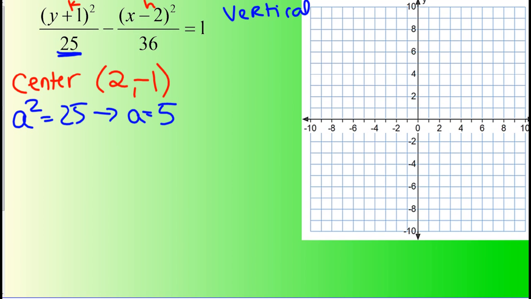Remember, a counts out, it's the distance from your center to your vertex, so you use that to count out each of the vertices. Your b squared is 36, so your b is 6, and again, you use that to count out the distance from your center to your co-vertices.